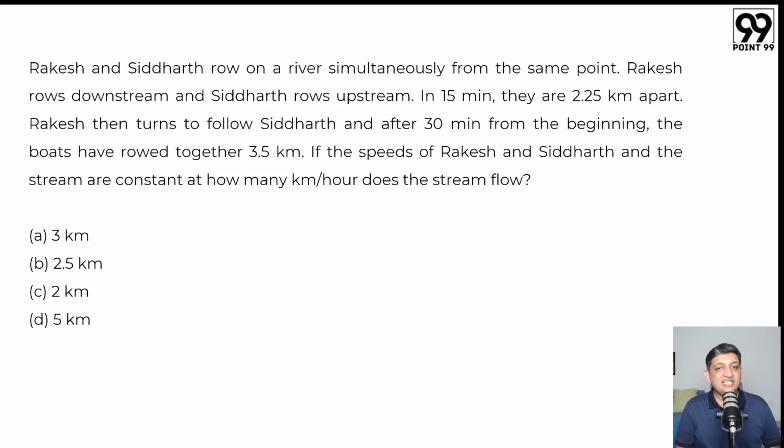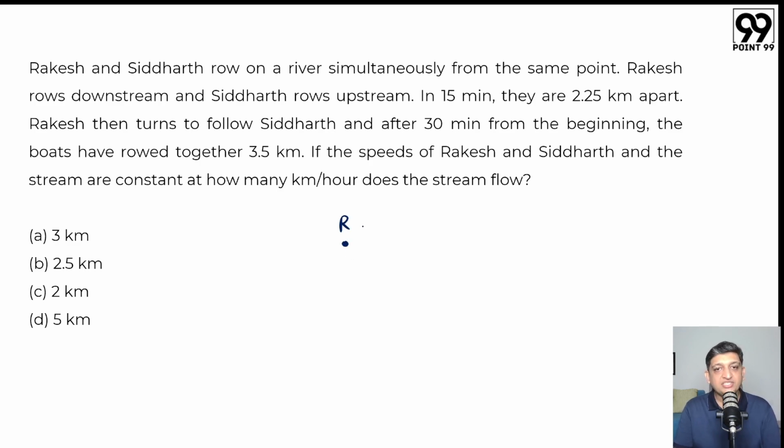Have a look at this question. Again, it's a very nice, interesting question. So try this and then we can have a look at the solution. Rakesh and Siddharth row on a river simultaneously from the same point. Rakesh rows downstream and Siddharth rows upstream in a way. So let's say, for example, same point is where Rakesh and Siddharth are.